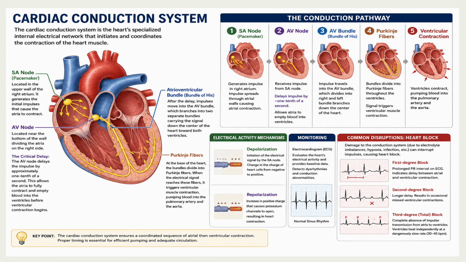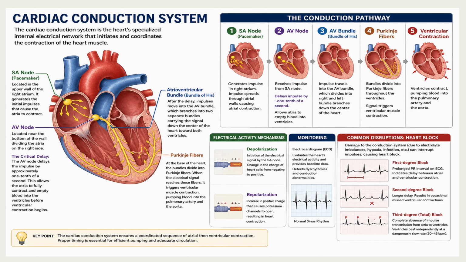The conduction pathway begins at the sinoatrial or SA node, which is called the pacemaker of the heart. It's located in the upper wall of the atrium. The SA node is the pacemaker of the heart because it generates the initial electrical impulse. So it basically initiates that impulse that helps the heart contract.